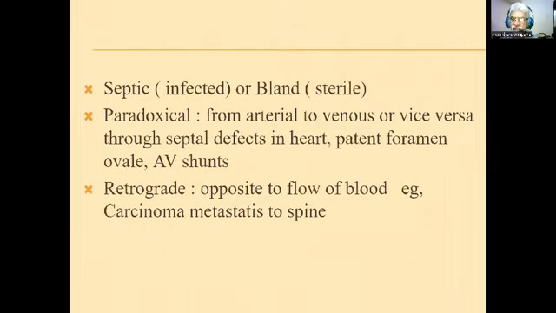They can also be classified into septic or bland, depending upon whether they are infected or not. Paradoxical emboli are very rare. They go from the arterial side to the venous side or vice versa through septal defects in the heart, when there are defects in the heart or patent foramen ovale or arteriovenous shunts. Retrograde embolism is much rarer. It goes opposite to the flow of the blood. For example, carcinoma prostate metastasis to the spine.